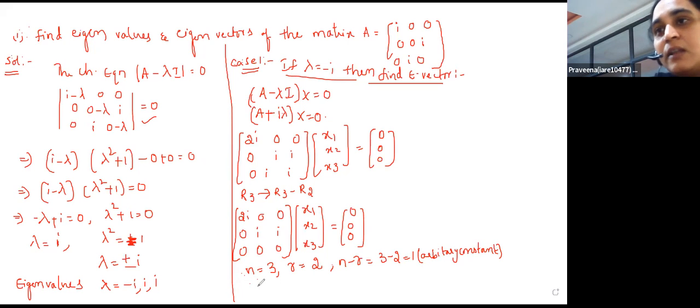Okay, next. Now I'll write the equations. The first equation is 2i x1 is equal to 0. From that directly we got x1 as 0, right?